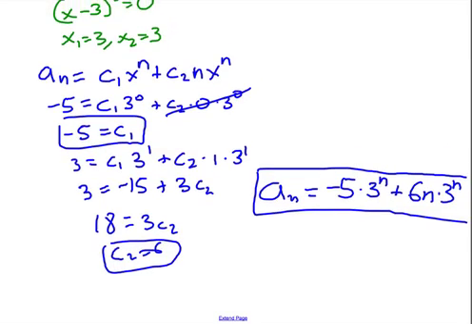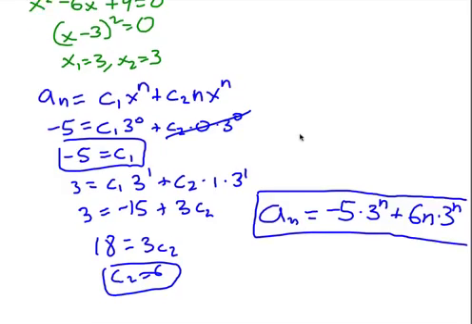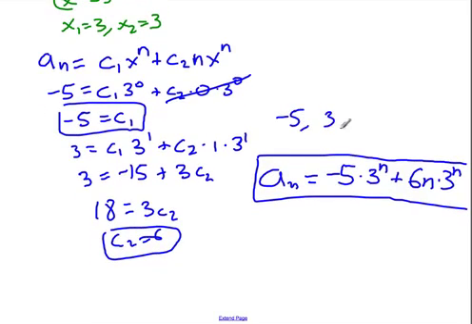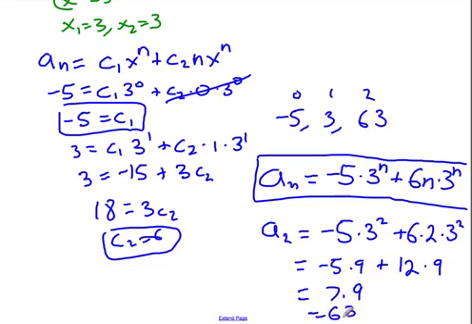Let's check that now. Remember our sequence goes -5, 3, and then 63, for terms 0, 1, 2. So let's check a sub 2. That equals -5 times 3 squared plus 6 times 2 times 3 squared. That gives us -5 times 9 plus 12 times 9, which actually equals 7 times 9, which does equal 63. So it appears that our formula works.